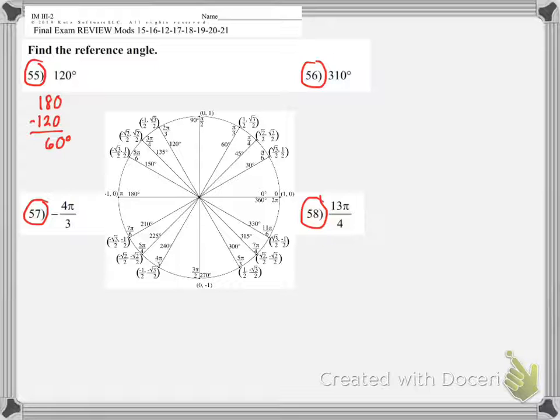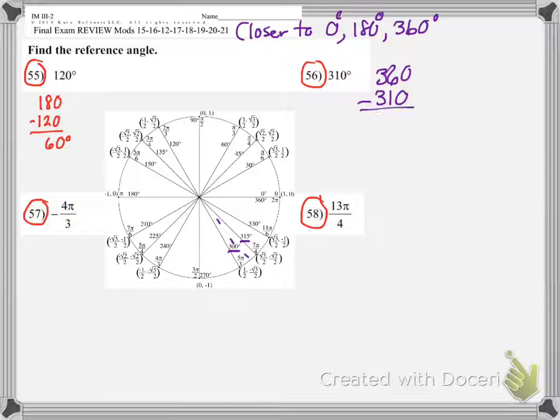Let's look at another degree problem. This one is 310 degrees. I do not see 310 degrees. I see 300. I see 315. It's in there somewhere. But the point is, is it closer to 0 or 180 or 360? And that's the number you're going to use to subtract with. This one's close to 360. So 360 minus 310, that is 50 degrees apart. And that's your answer.